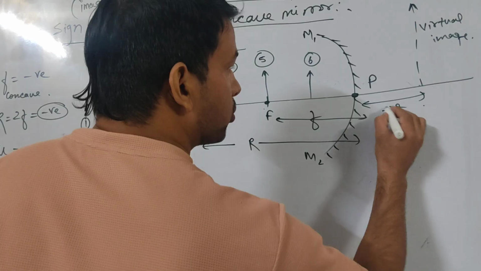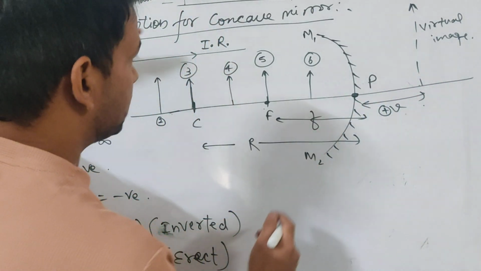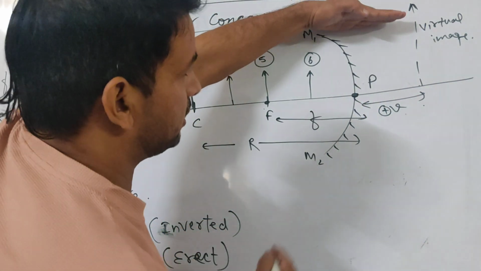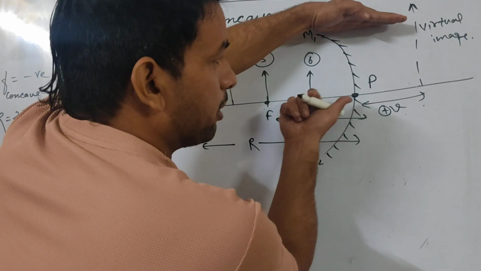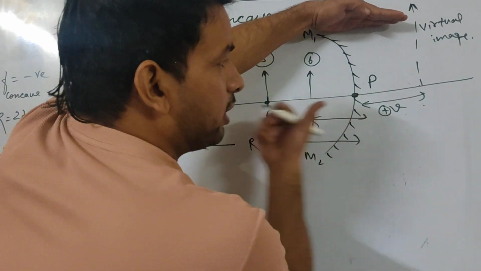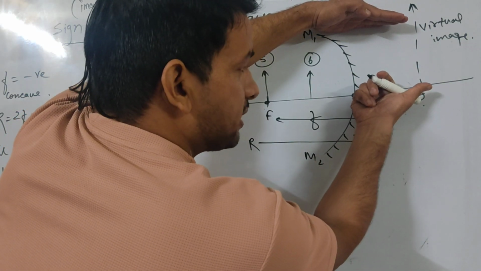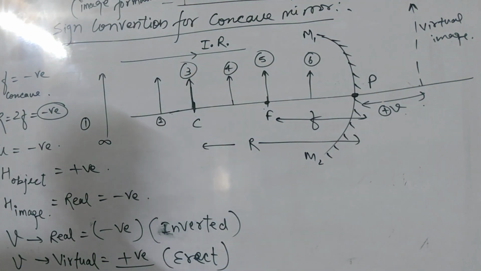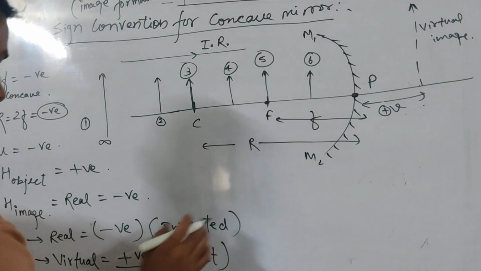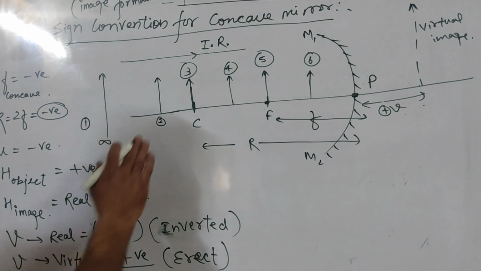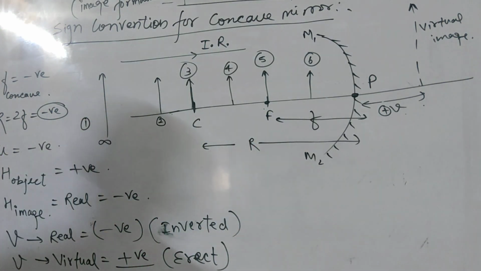So V can be positive for this, because the incident ray is towards this direction, and from the pole you will measure the distance of this virtual image. This one is along the incident ray, that's why you will take it as positive. Clear? So just keep these things in mind, these are the sign conventions. One by one I am explaining.